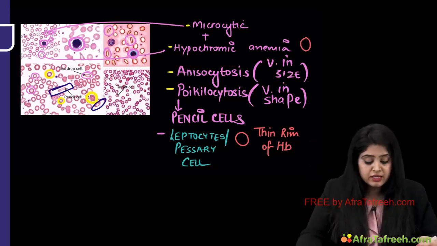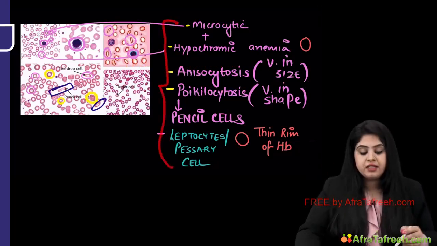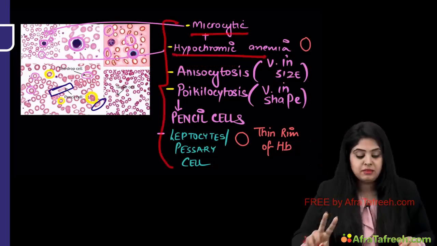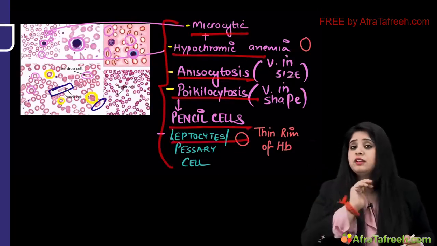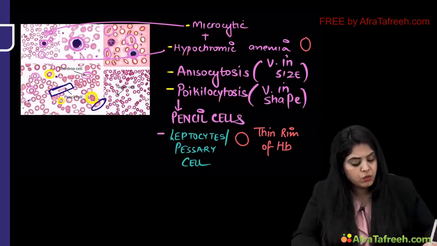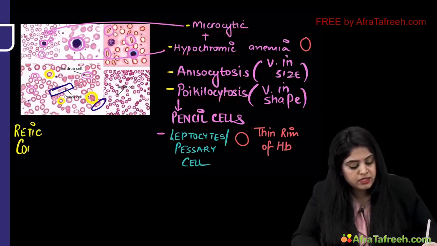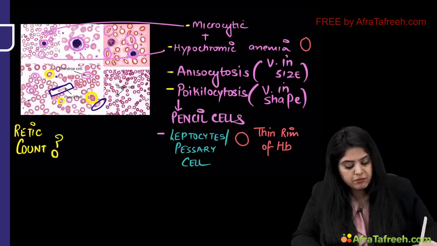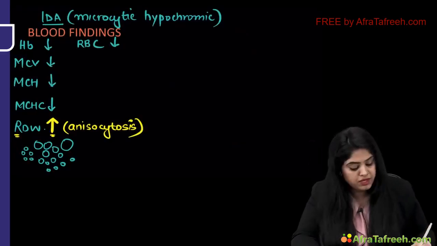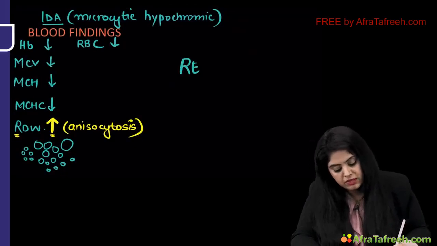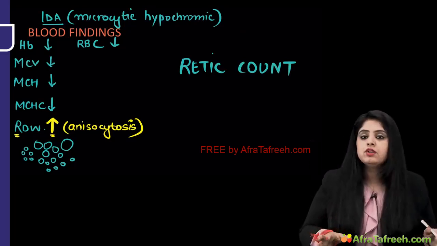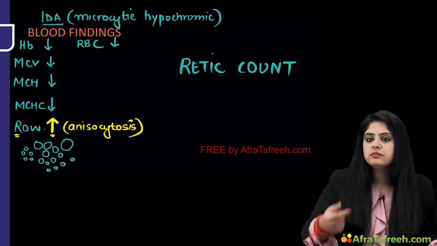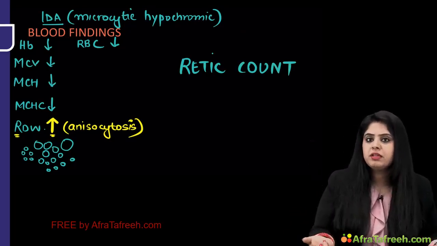So think logically, itna problem is happening. Microcytic and hypochromic anemia, anisocytosis and poikilocytosis, pencil cells and leptocytes, everything possible is happening. What do you think the bone marrow should be doing? What do you think should be happening to the retic count? That's a very, very important question that I have at this point of time. What should be happening to the retic count? So you will say, obviously, ma'am, you are in so much of trouble. Your bone marrow should be doing more work. Tell him, do more work, make more reticulocytes for me, help me.